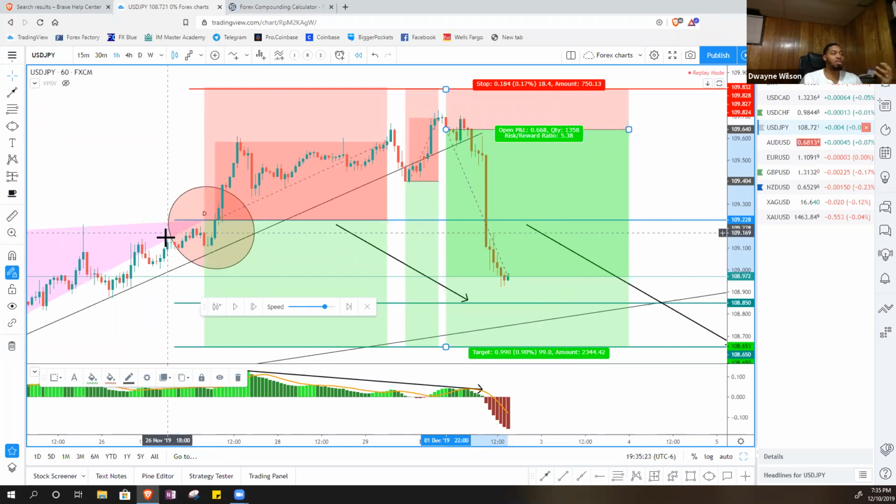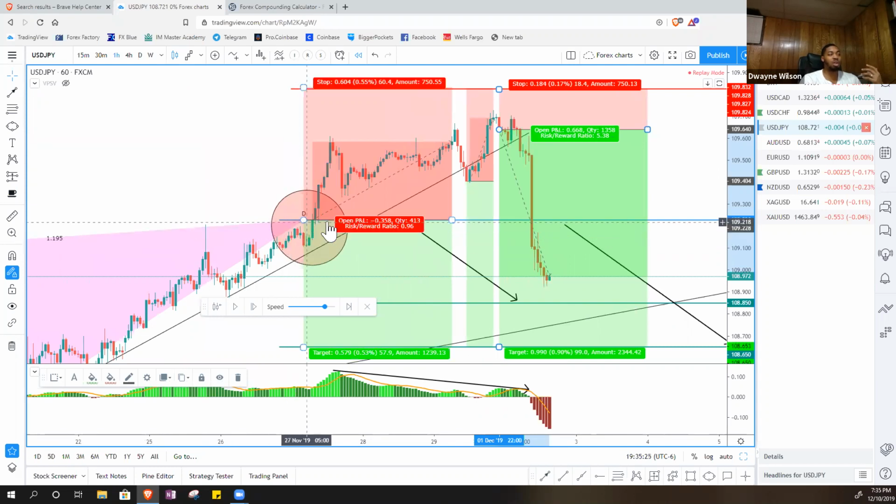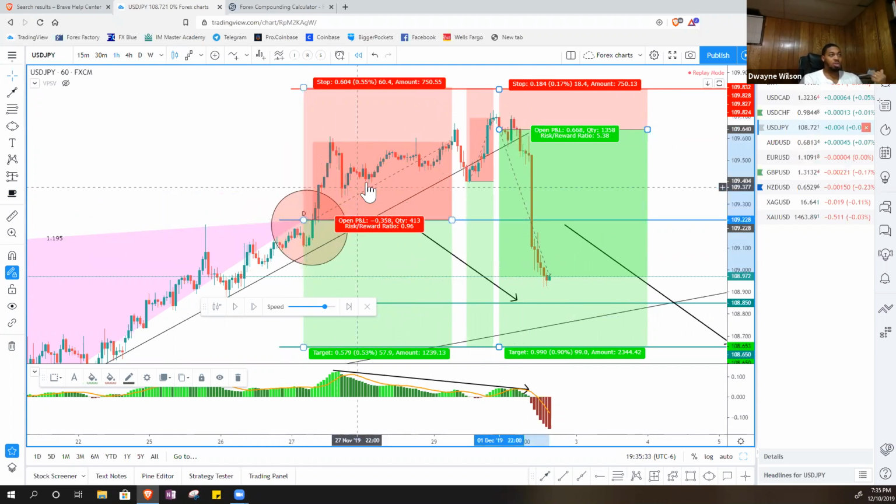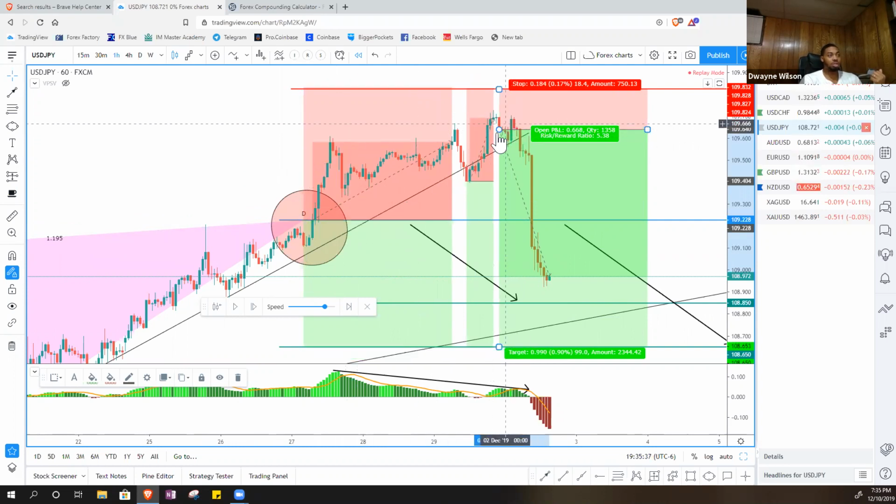Remember I did say that there are sometimes where the market will hit the entry point and just drop. But in situations like this, if you would have taken this trade here at the D, now you're in drawdown for several days versus you taking the trade here or here, you reduce your drawdown. And on top of that, you increase your profit.